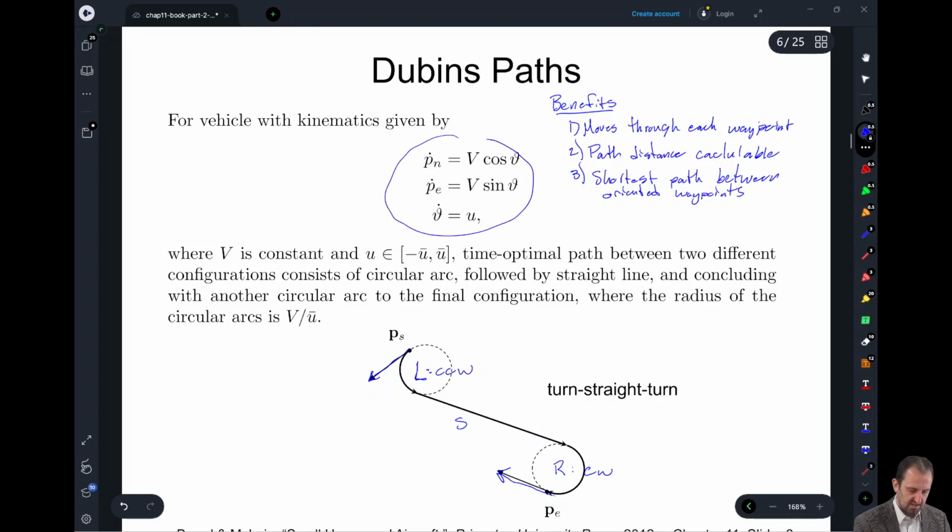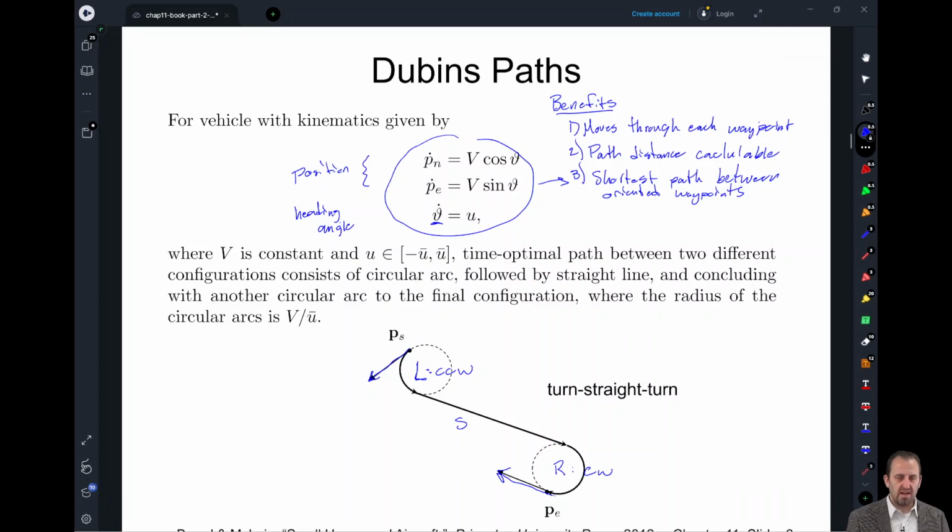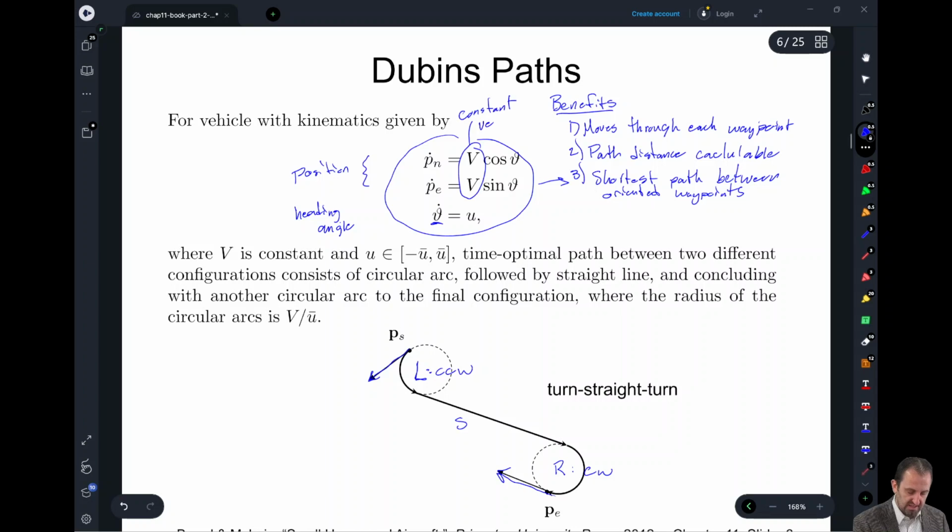Assuming these dynamics, right? So if we look at this, we have the first two define our position, and then we have our heading angle. And the book now uses this notation of var theta for the heading angle. And v is considered constant. So we have a constant velocity. And for calculating path lengths, we just assume that v is equal to 1. Or when we're commanding the path to be followed, we'll just use our desired airspeed. Right? And so the only input is u.